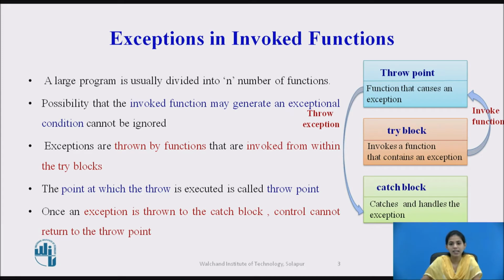Here in the diagram we can see the throw point, try block and catch block. In the try block, it invokes the function that contains an exception. After invoking the function, the control is passed to the throw point, which is the function that causes an exception.